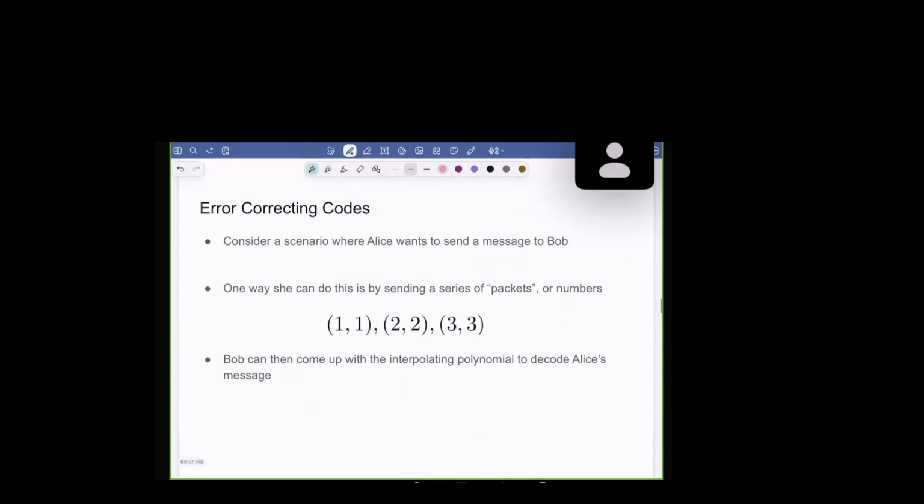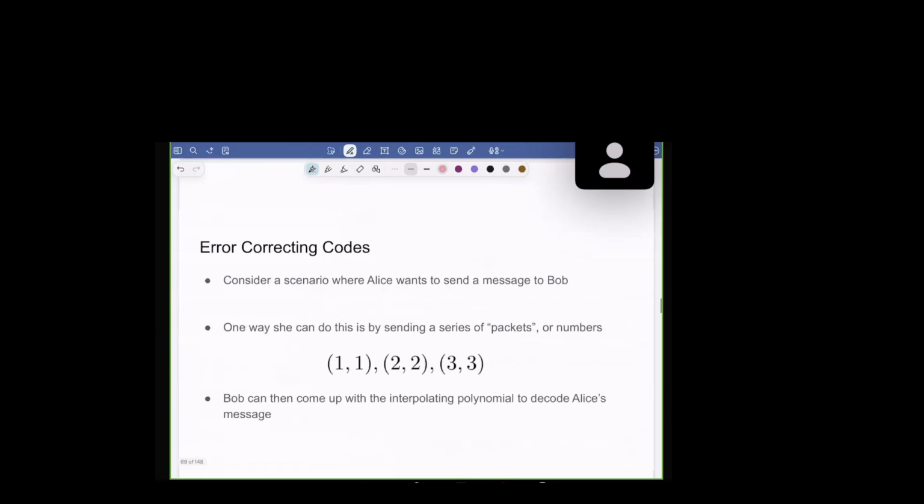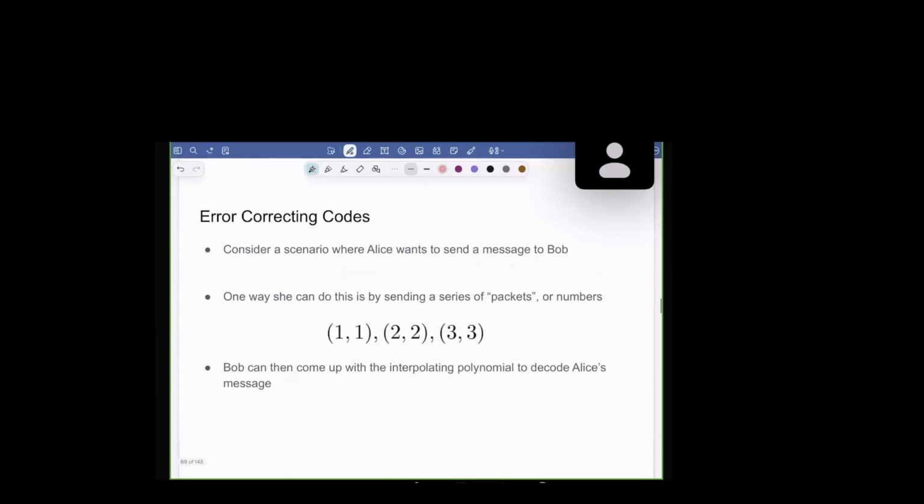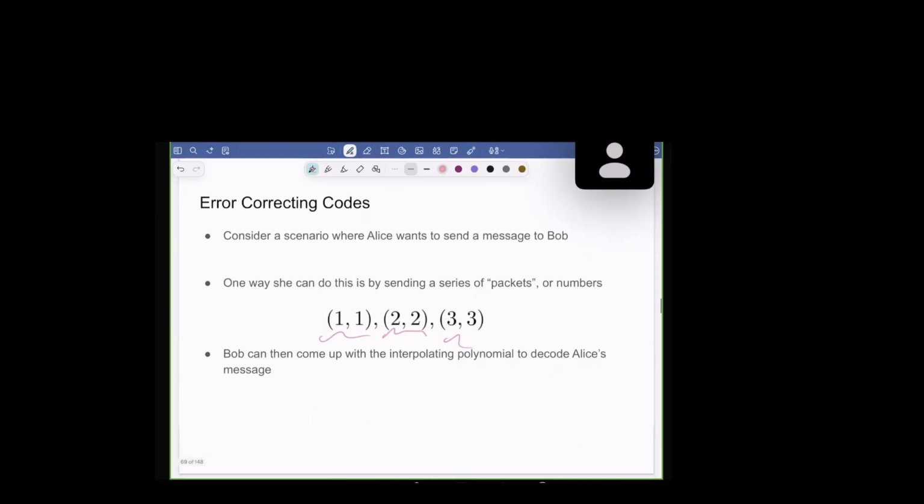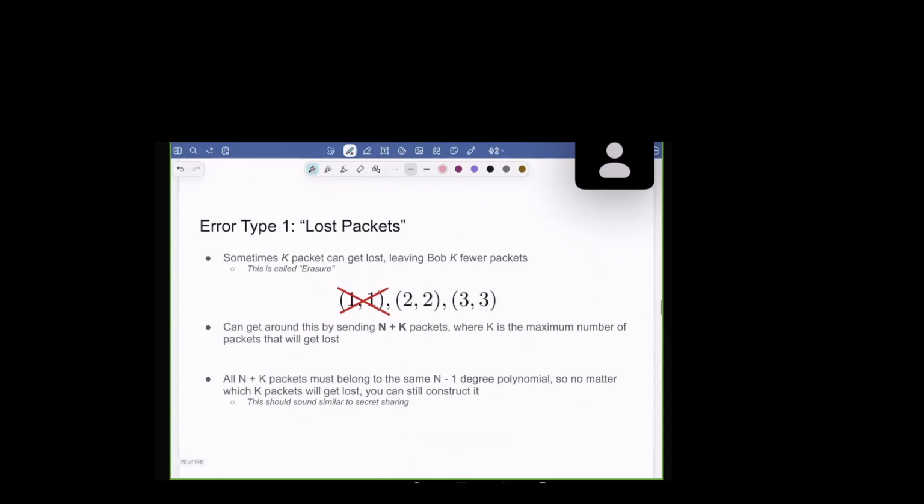Right, so error correcting codes. Do we have both slides? This one. It's basically a scenario: Alice wants to send a message to Bob, but she needs to send packets. So you send, for example, this point and this point and this point, and then Bob can use Lagrange interpolation to make a polynomial to decode out the message. That's why we learned the previous one, so we can then do secret sharing and error codes.